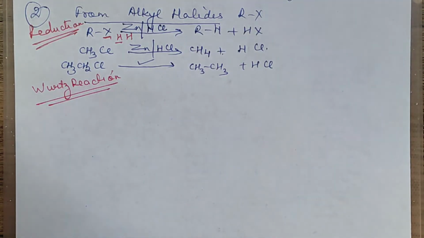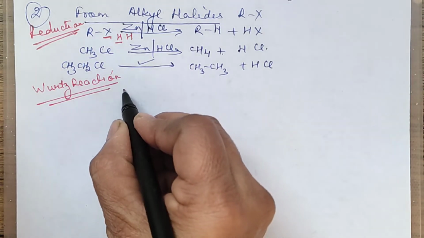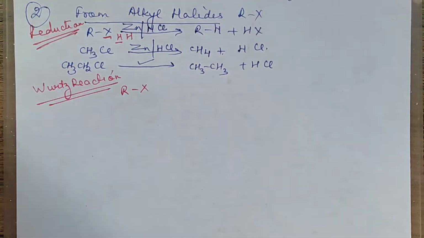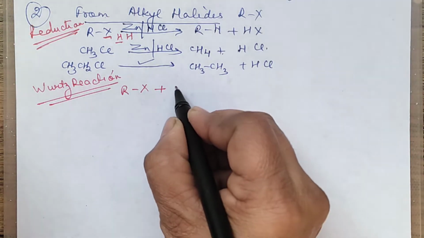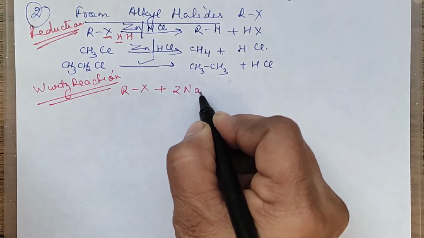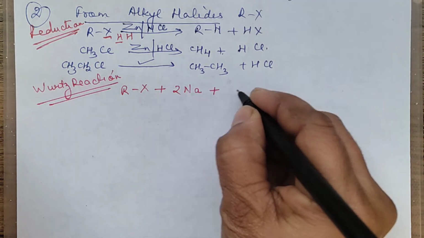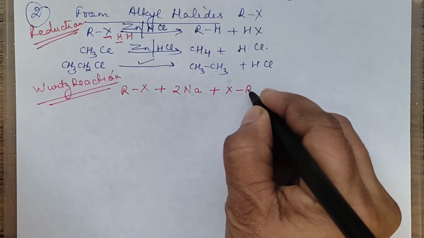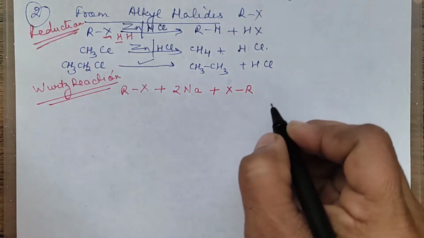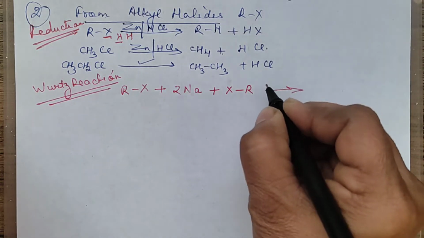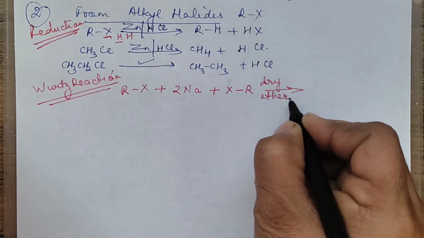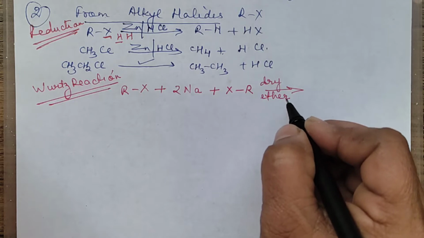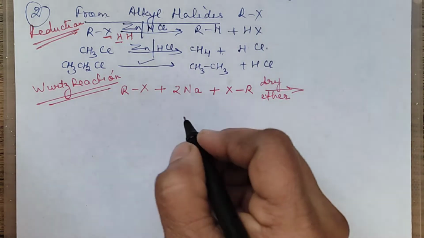Now, in the Wurtz reaction, you take an alkyl halide, and the reaction is carried out in the presence of sodium, and another alkyl halide also we will write. We will understand the mechanism of this reaction, so this will be clear. The reaction is carried out in dry ether, not moist, because if you use moist, it will be explosive. It will form a different product.